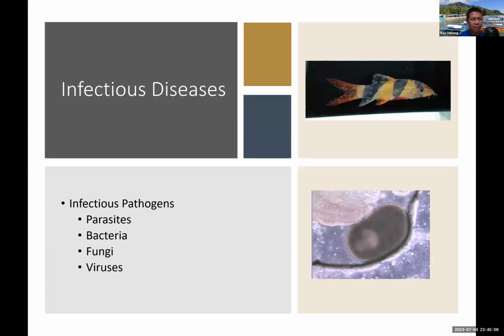Of course, we can also have infectious diseases, which are caused, as we discussed, by parasites, bacteria, fungi, or water molds and viruses. The pictures here are of a clown loach, which is a really common aquarium fish with white spots and a lot of white mucus all over it. And the lower picture is the cause of that. It's actually white spot disease caused by Ichthyophthirius multifiliis. It's a one-celled parasite that's really, really important in freshwater.